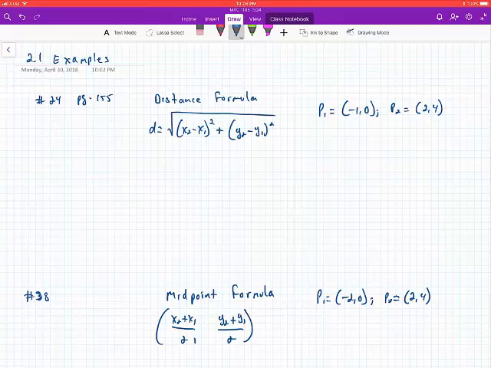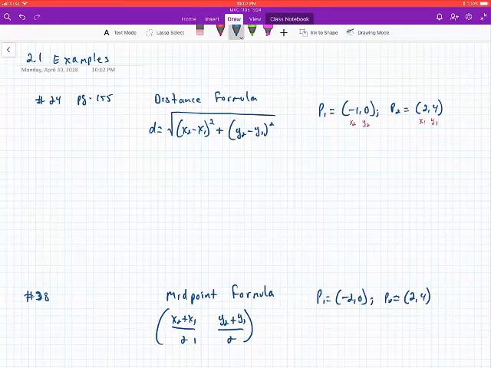Number 24 pertains to the distance formula. And so the 2 points that they gave us, P1 has the coordinates of -1, 0. P2 has the coordinates of 2, 4. So the first thing that you want to do is just go ahead and label these. So you can label that x2, y2, and then x1, y1. Now, after you label them, we can go ahead and just use this formula that we have here.